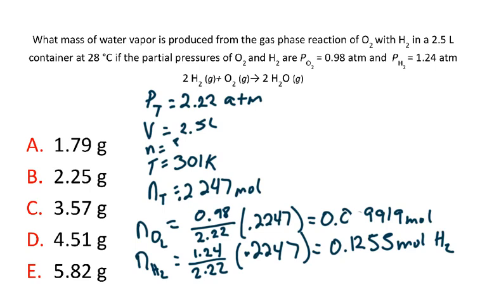Now I have to figure out what is my limiting reactant. So I can do that by dividing each of my numbers by its coefficient. So there's my moles of oxygen divided by 1. This I'm going to divide by 2, which gets me a 0.0627, which means this is what limits me.